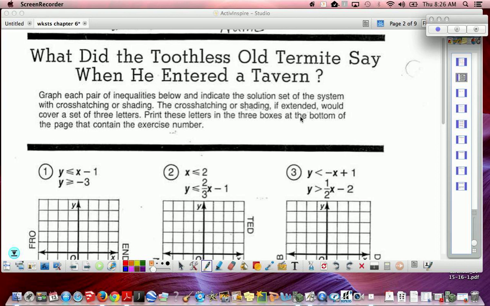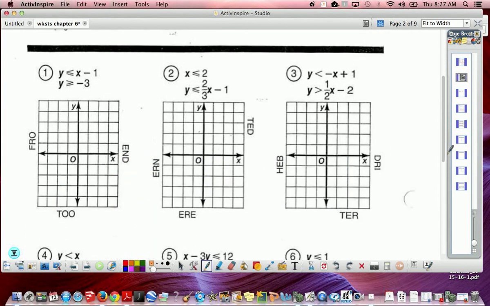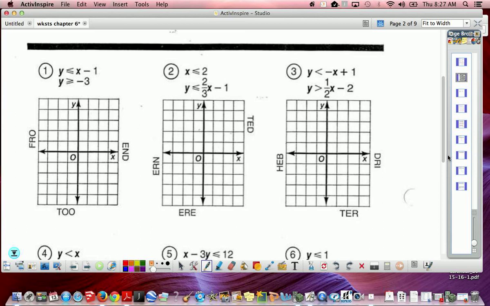All right, let's take a look at your 6.5 assignment, which is actually a fun worksheet on graphing inequalities. The question is, what did the toothless old termite say when he entered a tavern? What you're asked to do is graph each pair of inequalities and look where the shaded region is, and you'll have one of these words that you're going to put in the puzzle down below. So let's start graphing these.